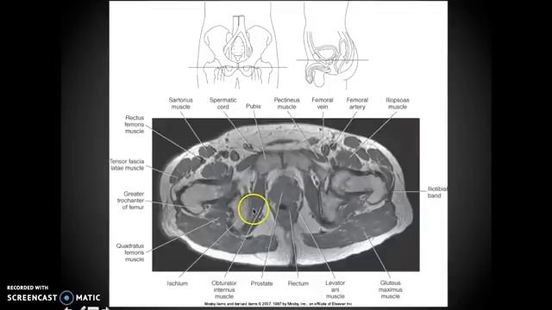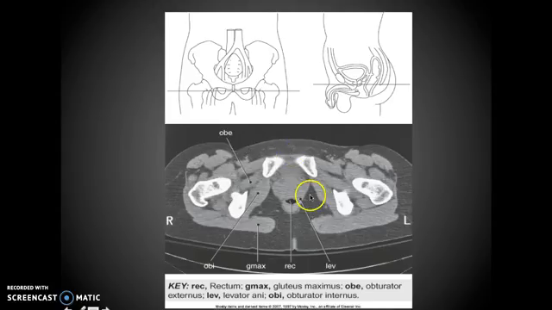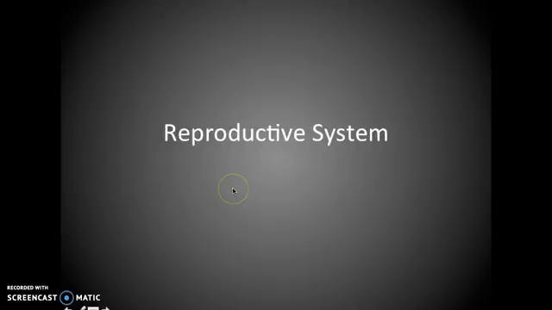So this is the obturator internus muscle and your quadratus femoris and greater trochanter. Tensor fasciae latae, you have your rectus femoris muscle and your sartorius muscle. And you see the spermatic cord right there. So looking, we have your rectum, your gluteus maximus, obturator internus, and your obturator externus.